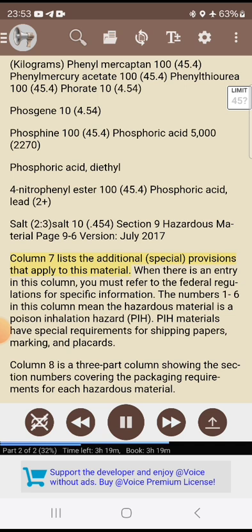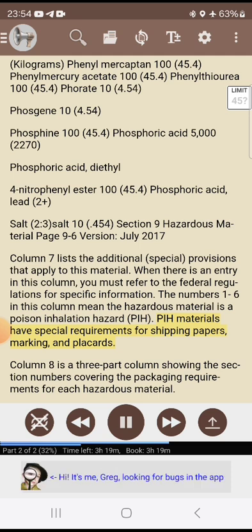Column 7 lists the additional special provisions that apply to this material. When there is an entry in this column, you must refer to the federal regulations for specific information. The numbers 1 to 6 in this column mean the hazardous material is a poison inhalation hazard (PIH). PIH materials have special requirements for shipping papers, marking, and placards.